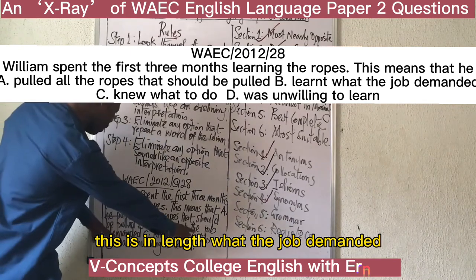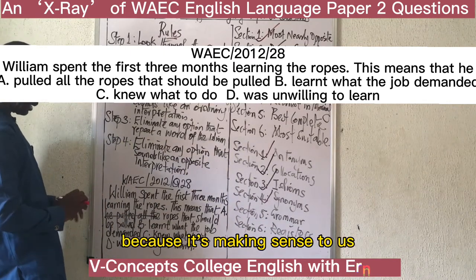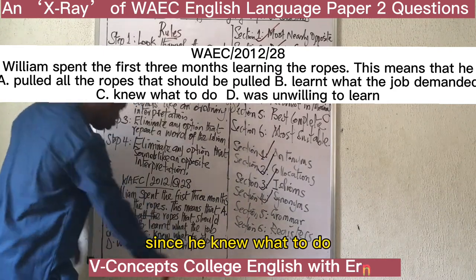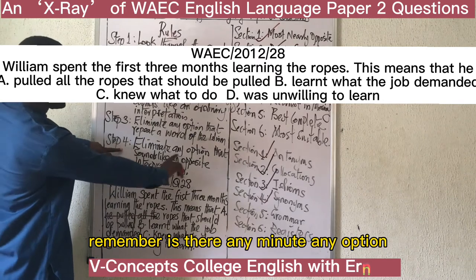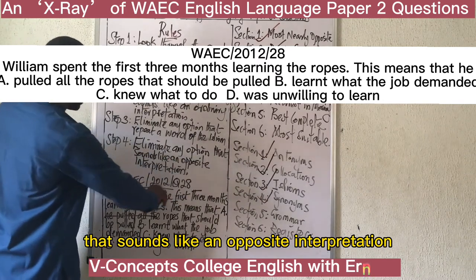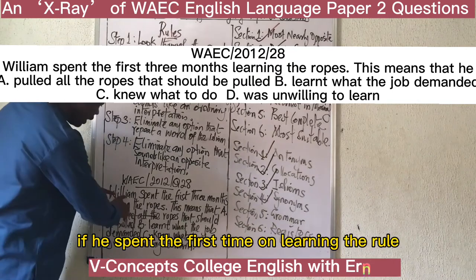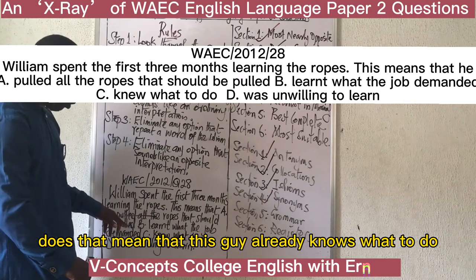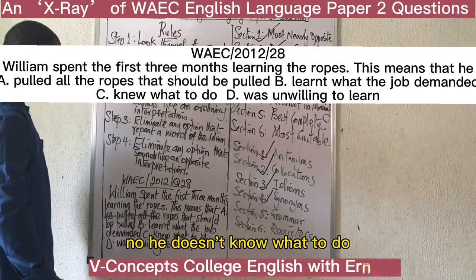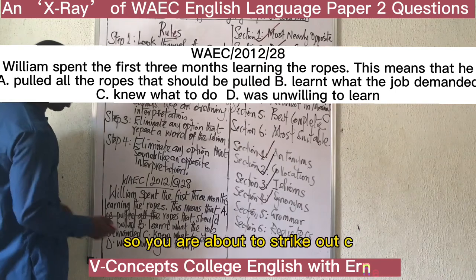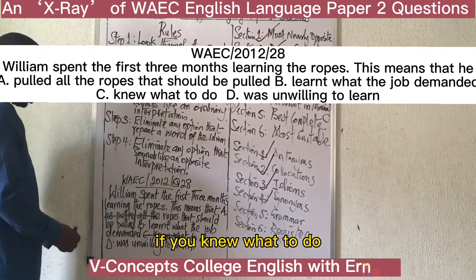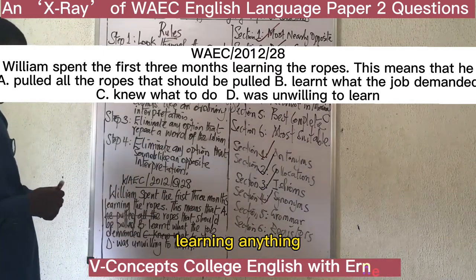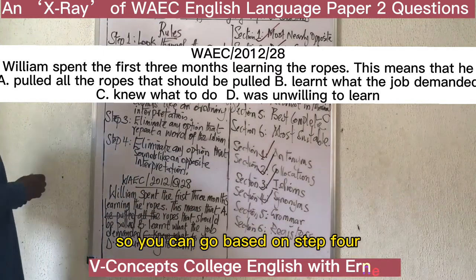B says he learned what the job demanded. Leave that alone because it's making sense to us, but you can't conclude until you are done with the question. C says he knew what to do. Remember, it says eliminate any option that sounds like an opposite interpretation. If he spent the first 3 months learning the ropes, does that mean that this guy already knew what to do? No. He doesn't know what to do. So you are going to strike out C. If he knew what to do, then he wouldn't be spending the first 3 months learning anything. So C can go based on step four.